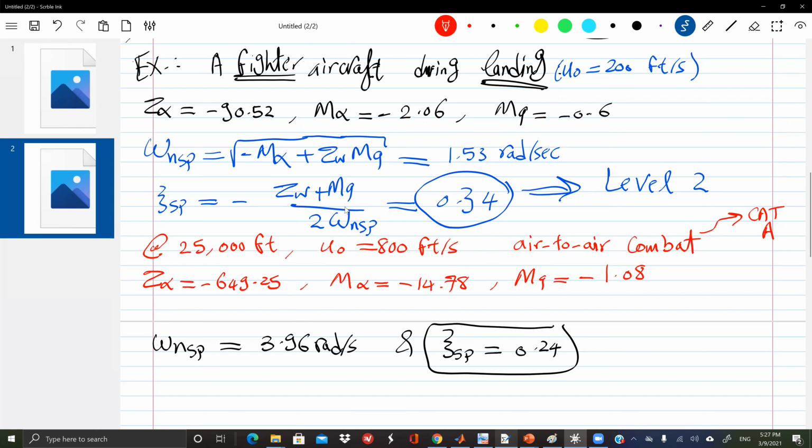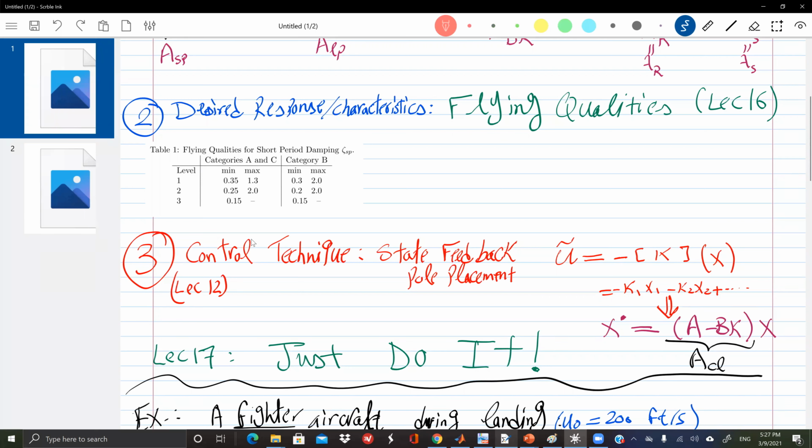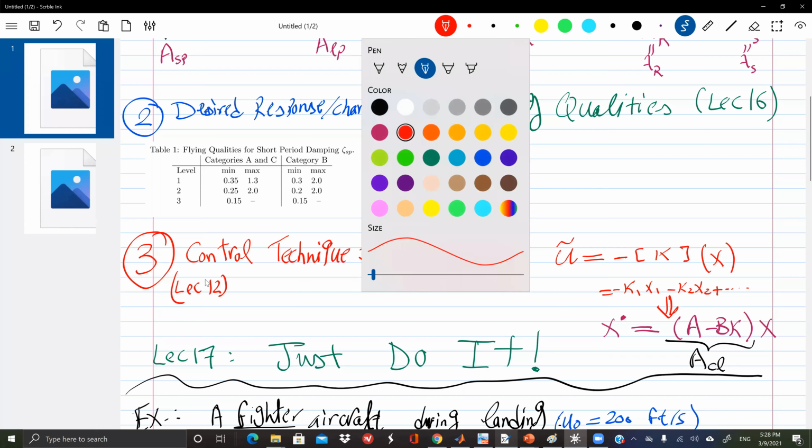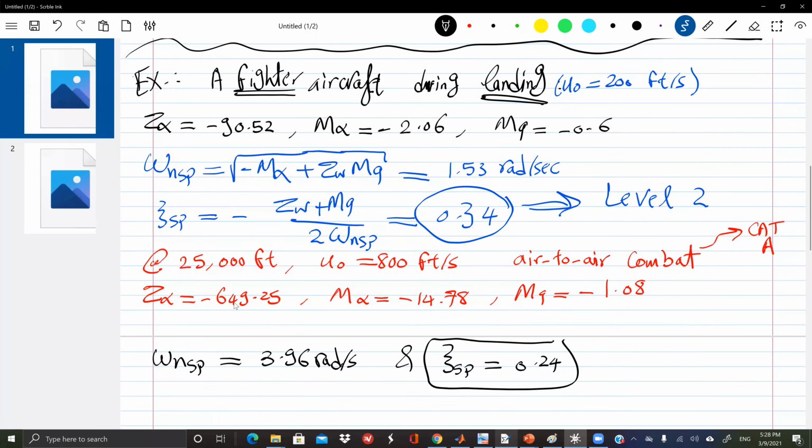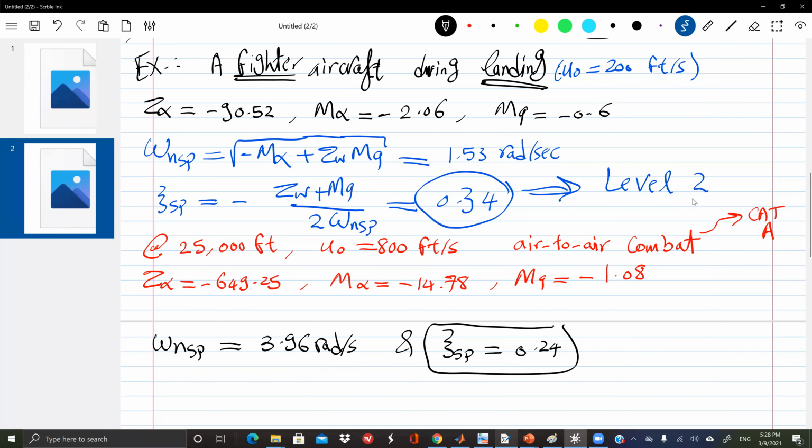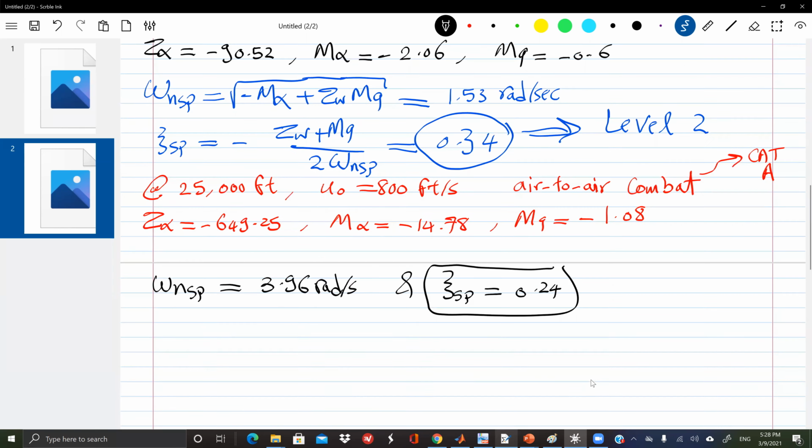So what level of flying qualities is that? Level 3. Level 3, very good. So I was level 2 during landing, and when I went to another flight condition in another mission, air-to-air combat, it actually became level 3. So it's completely inadequate to perform the mission.